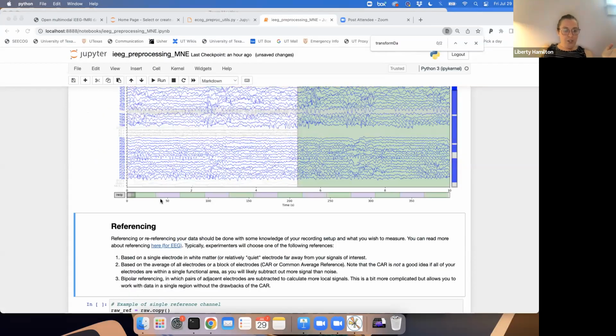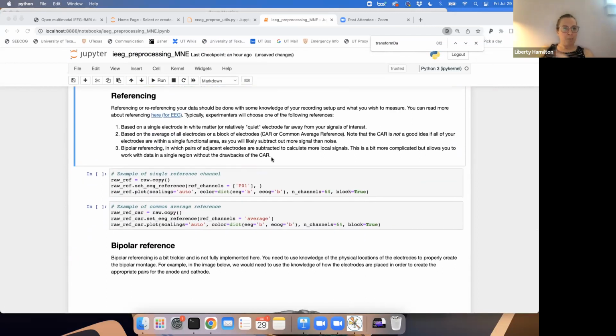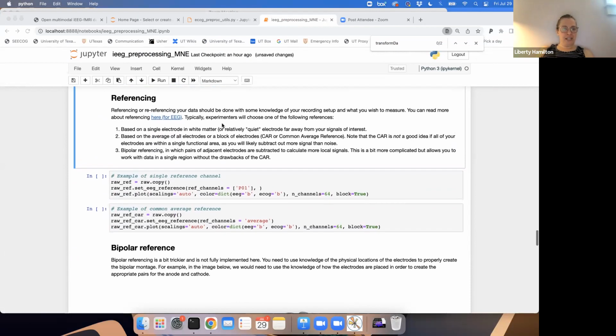Okay, so now this is the part where I think that this could make for a good hack project. Referencing your data is something that you really need to do in order to get rid of shared sources of noise. You can typically do three different things. You can reference your data by subtracting the activity from a single electrode from all other electrodes. You could base it on the average of all the electrodes. This is often called a common average reference, or CAR.